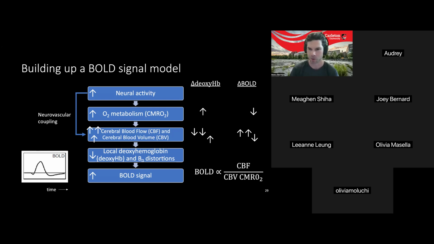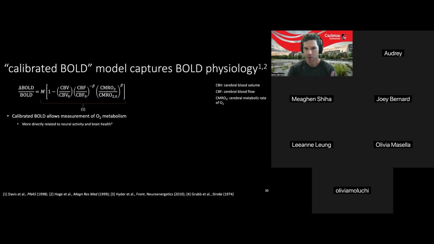All right, so we're starting to get somewhere, but this was just very hand-wavy. So others in the past have come up with a more formal model to describe the relationship between changes in the BOLD signal and those same physiological parameters. We call this the calibrated BOLD model. So you can see our relative BOLD signal change is proportional to 1 minus blood volume changes, times blood flow changes to the power of 1 minus beta, times oxygen metabolism changes to the power of beta. What's really powerful about this is that it now allows us to invert this equation and measure changes in metabolism. The reason we want to do that is because oxygen metabolism is more directly related to neural activity and brain health than the BOLD signal alone. So this is one way that we can go about assessing or estimating oxygen metabolism.